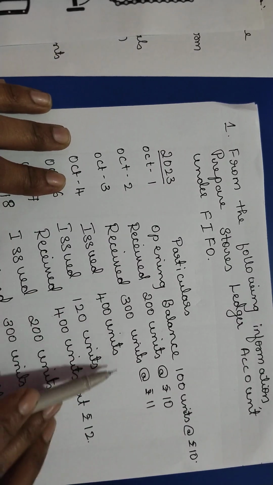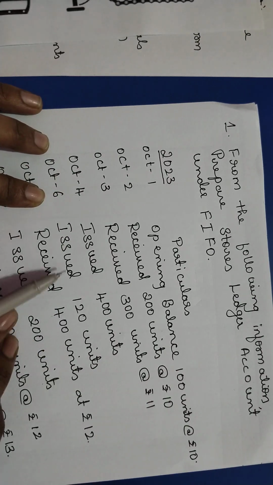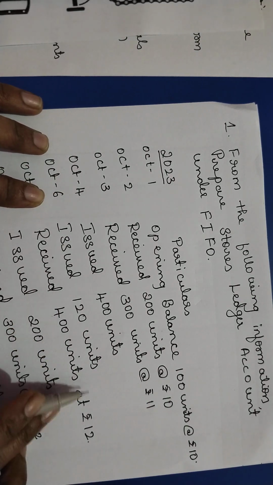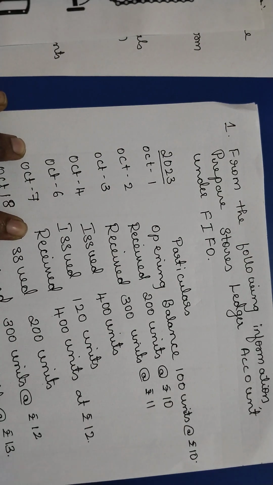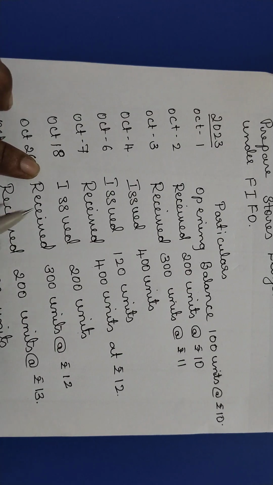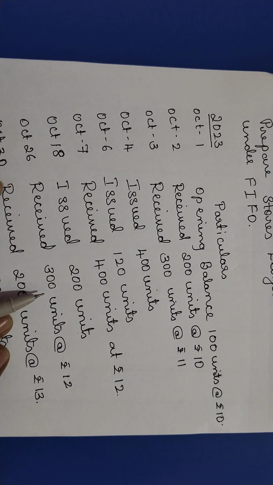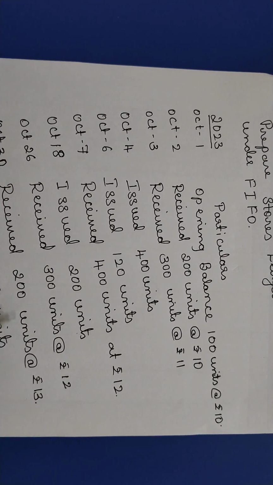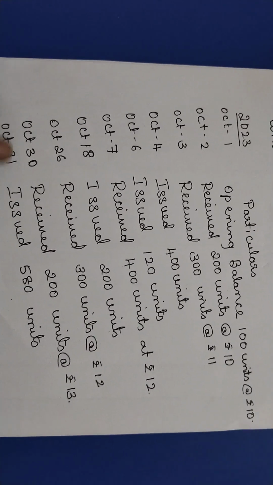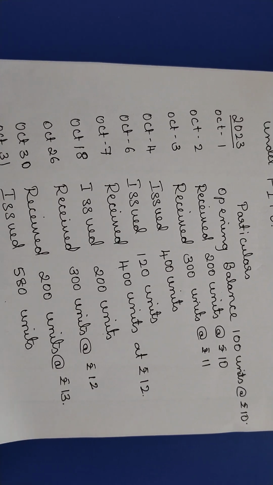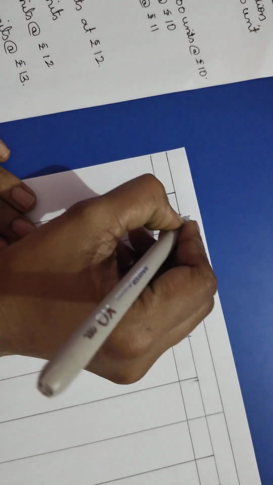4th, issued 400 units. 6th, issued 120 units. 7th, received 400 units at rupees 12. Next transaction is issued 200 units, received 300 units at 12 each, received 200 units at rupees 13, issued 580 units. Now we have a particular order or a format to record these transactions. This is the format of store ledger account.